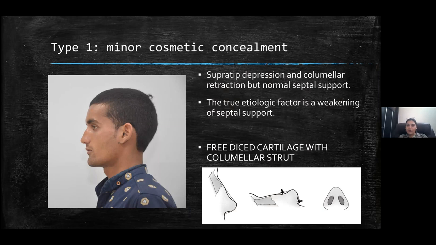The second type is the minor type, where just minor cosmetic concealment is required. It is slightly more than the type 0, but here also free diced cartilage is sufficient. Here there is a minor deficiency, but along with that there is also columellar retraction. As you can see in this patient, there's a slight columellar retraction along with a supratip depression. So here there is just weakening of the septal support. There is no deficiency as such in the dorsal septum. Here, a free diced cartilage with columellar strut usually suffices.